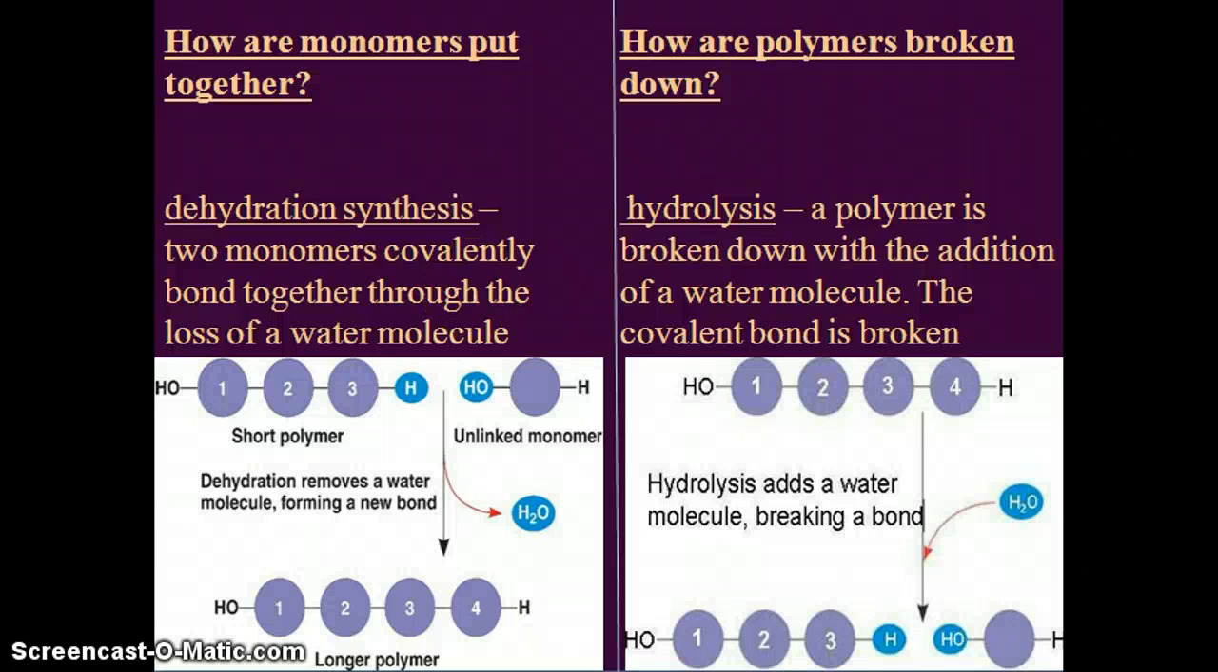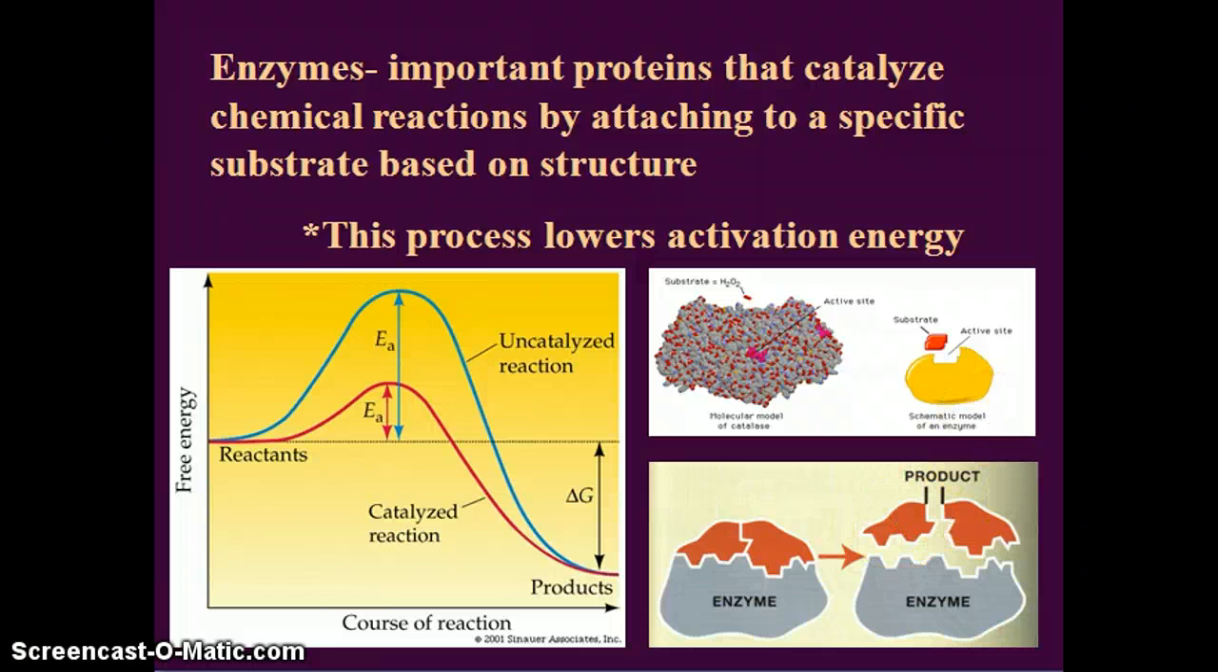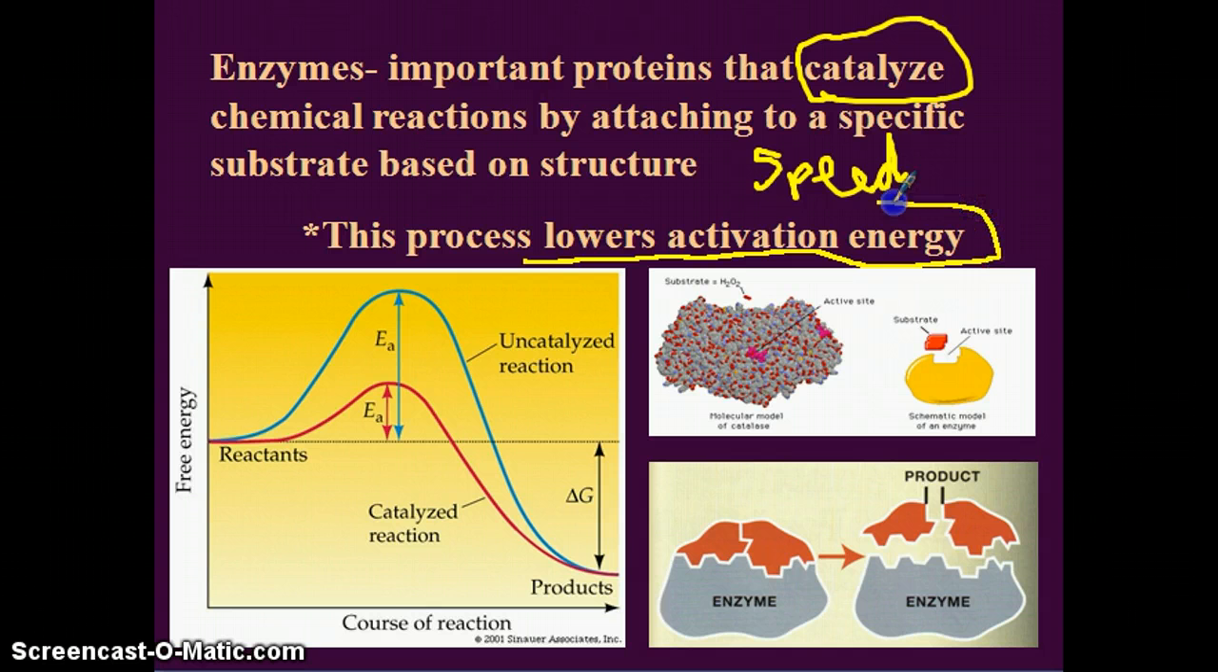The final slide is talking about enzymes. Enzymes are important because they catalyze, and catalyze is a very important word. Enzymes are catalysts, and they are helpers. What it does is speed up the reaction. The reason it speeds up the reaction is because it lowers the activation energy. By lowering the activation energy, which is in red here, it happens much more quickly. So enzymes are needed to speed up processes.